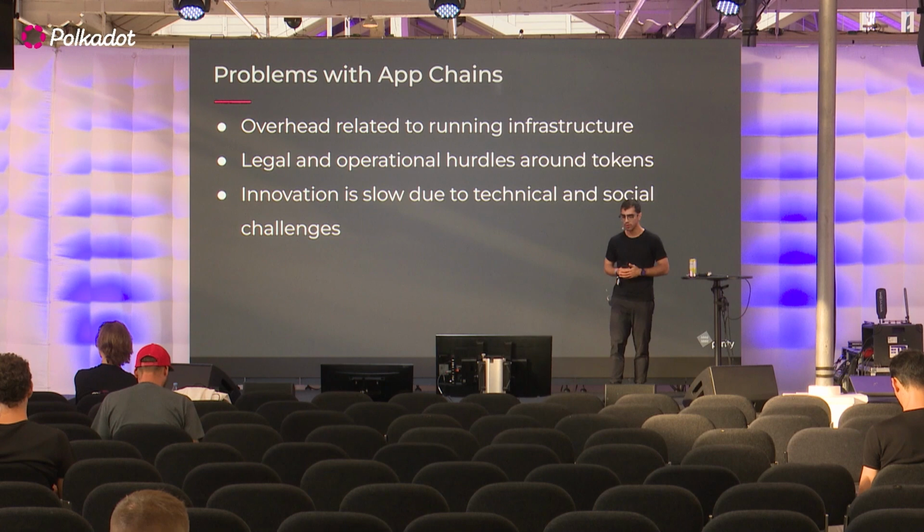And then having your own blockchain also comes with a bit of innovation slowdown. It comes in two ways. If we think about what it takes to build an app chain in Polkadot, you have to do runtime development.